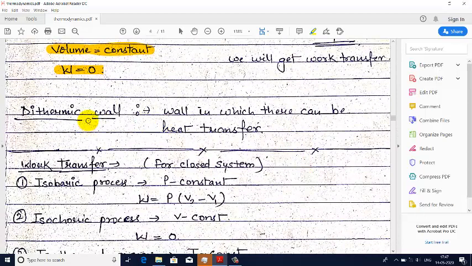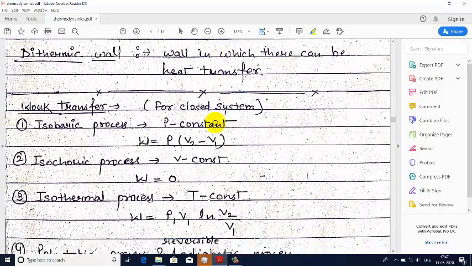Another type of wall is the diathermic wall. Diathermic walls are those walls in which there can be heat transfer from system to surrounding or from surrounding to system.